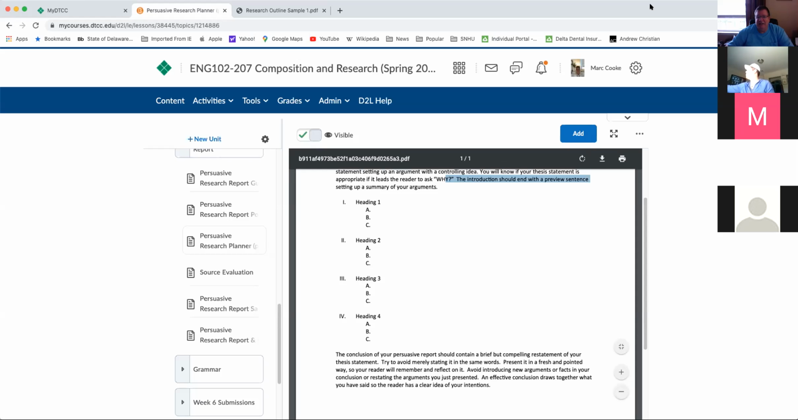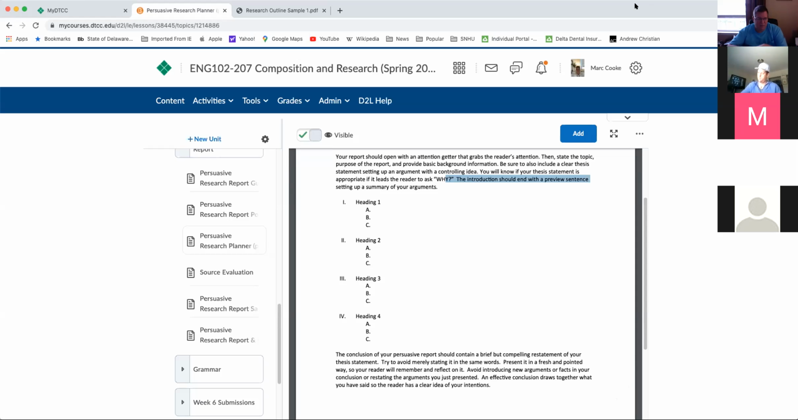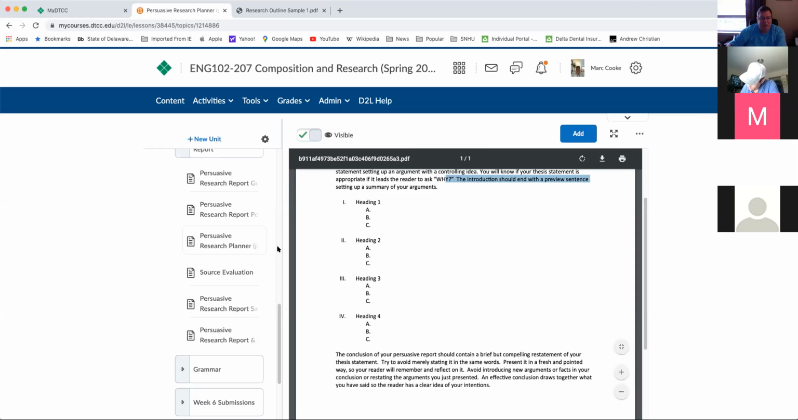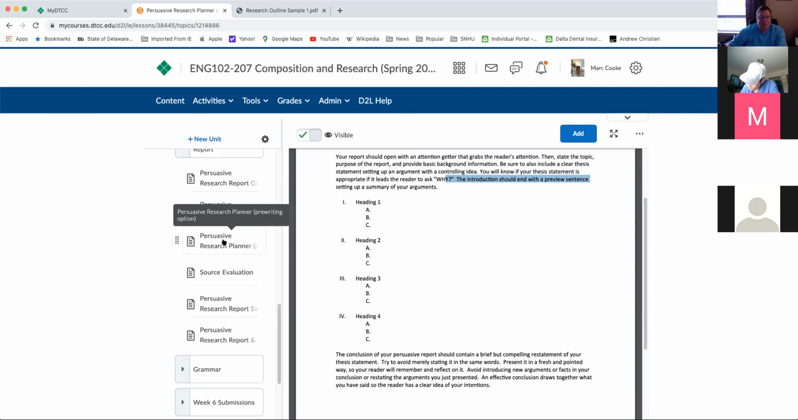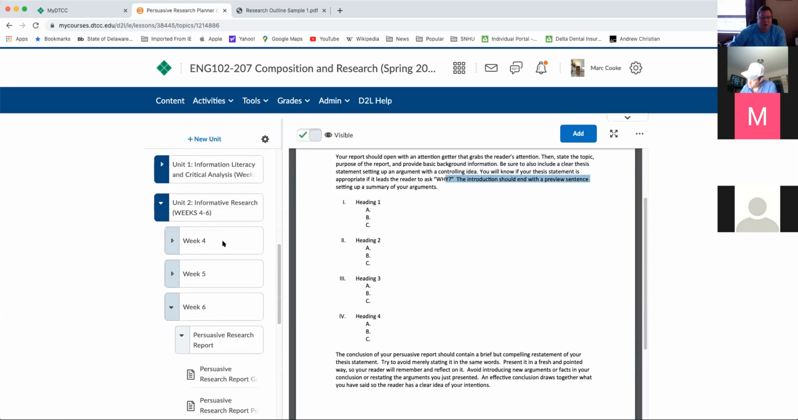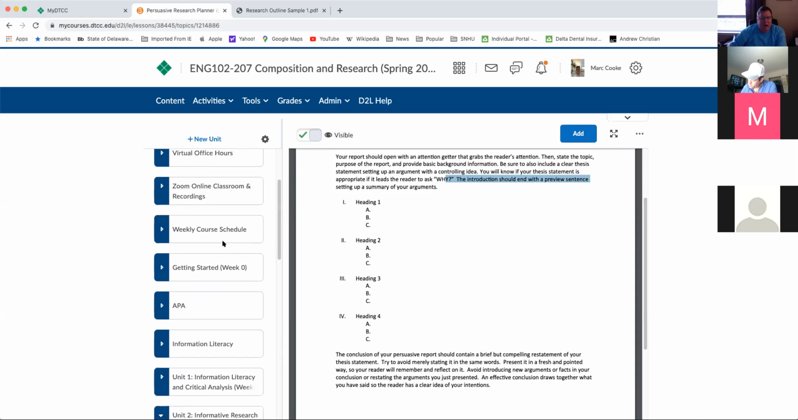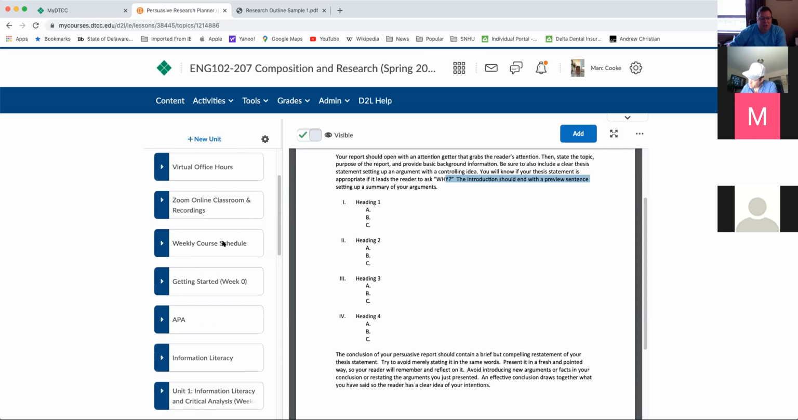So, as I said, I have that sample, which I will upload right underneath this planner. And that way you can see how it's done. Most of you did have a thesis statement on your source evaluation, so I gave you feedback about your thesis statement there as well. So that's really what you're working on now. And let's just double check the calendar.